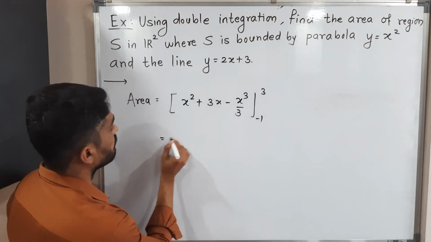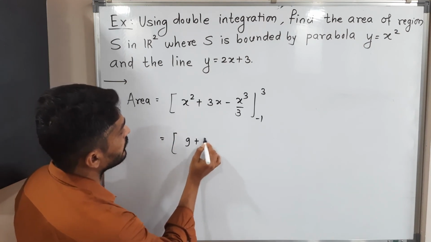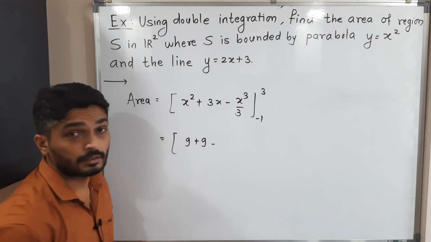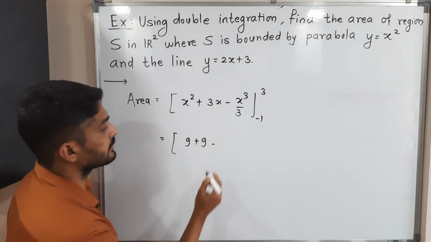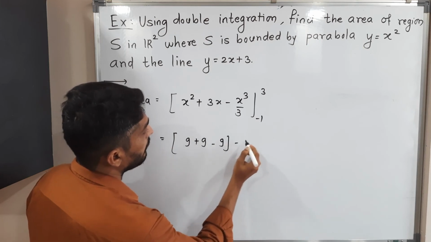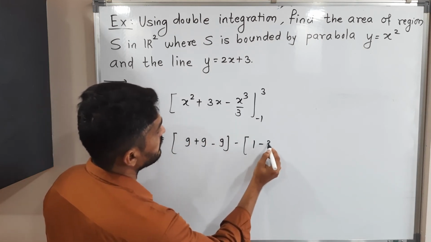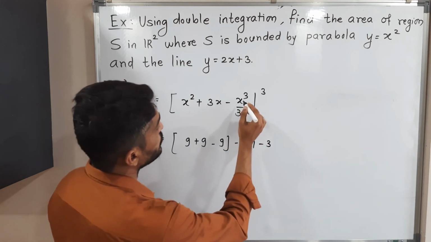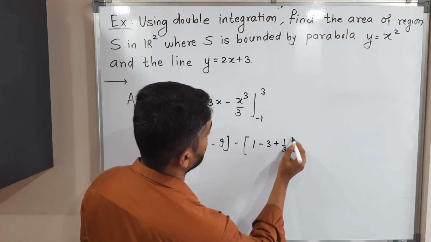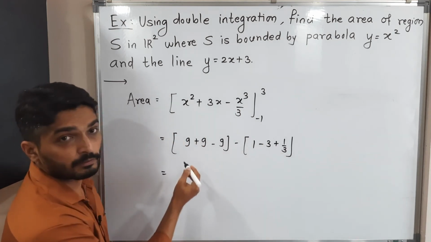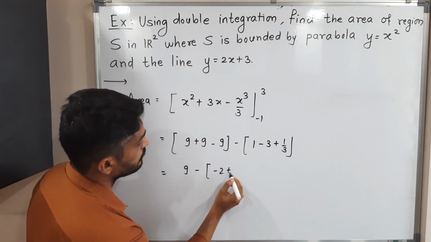So this is equal to, putting the upper limit first, 3 square is 9, 3 into 3 is 9, minus 3 cube, which is 27 by 3, that means the 3 cancels and we have 9 again. Minus, putting minus 1: minus 1 square is 1, minus 3, and minus 1 cube is minus 1, minus minus is plus, so this is 1 by 3. So this is 9 only, minus, we will have minus 2 plus 1 by 3.